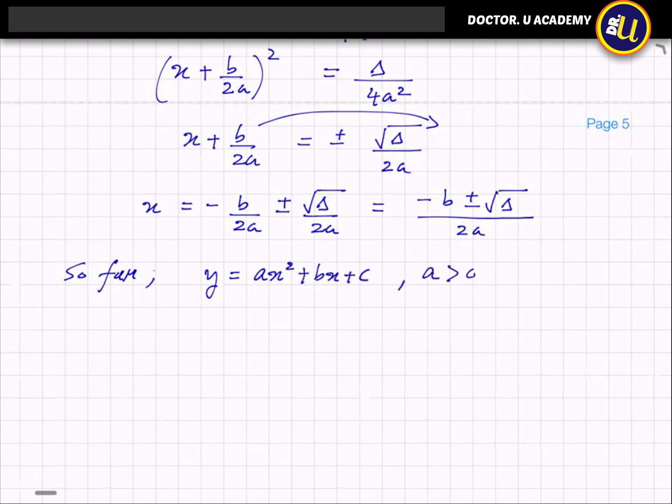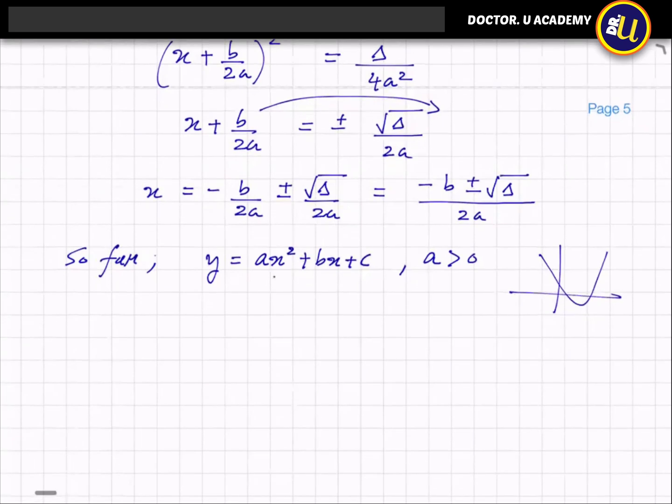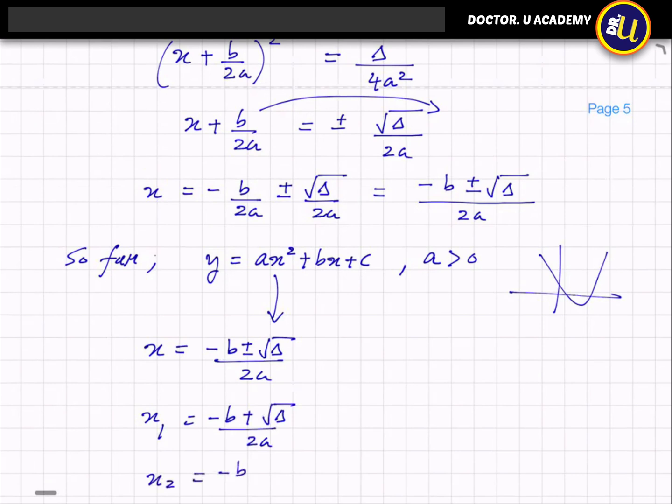Suppose a is positive, so the graph would be like this. Now once we solve this one, we got x intercepts. So we have two values, which is minus b plus and minus square root of delta divided by 2a. So there are two values. If you expand that, x1 would be minus b plus square root of delta divided by 2a, and the other value x2 would be minus b minus square root of delta divided by 2a.